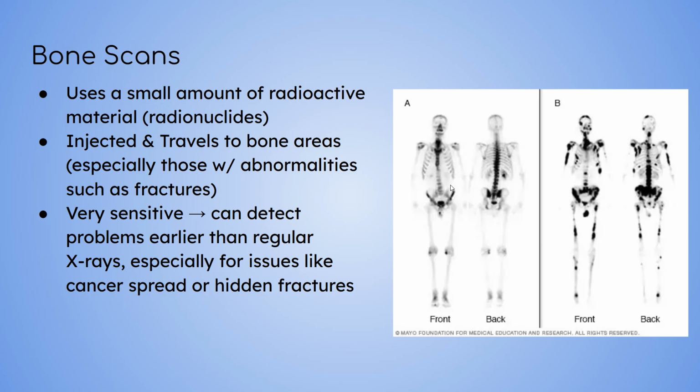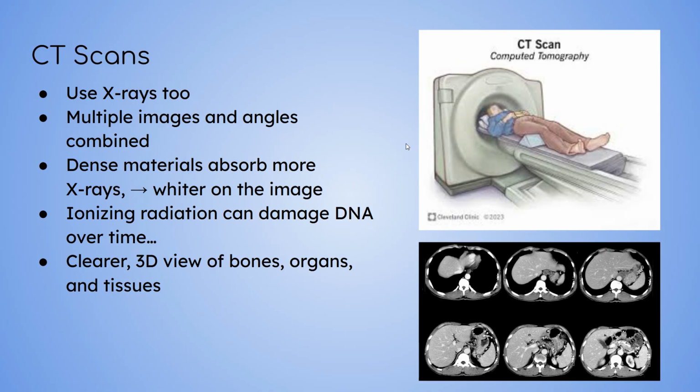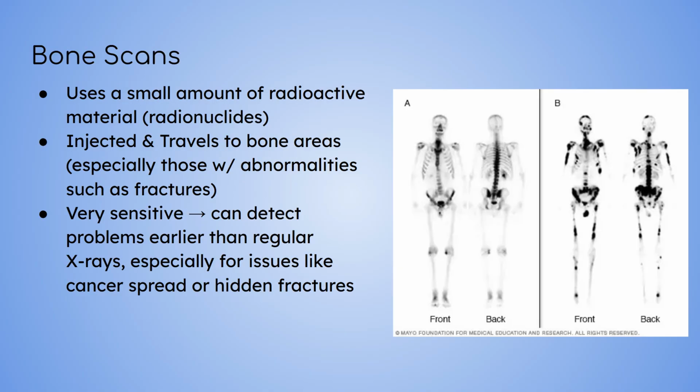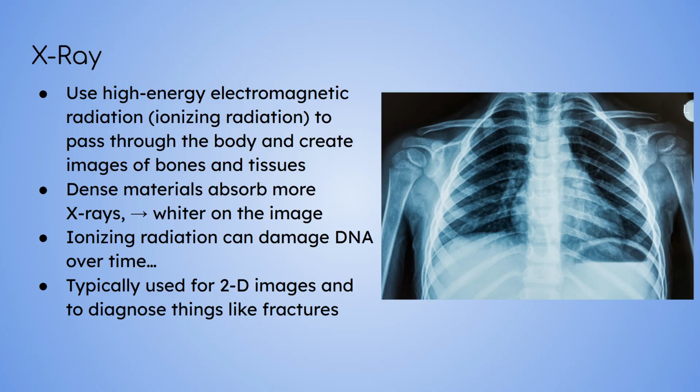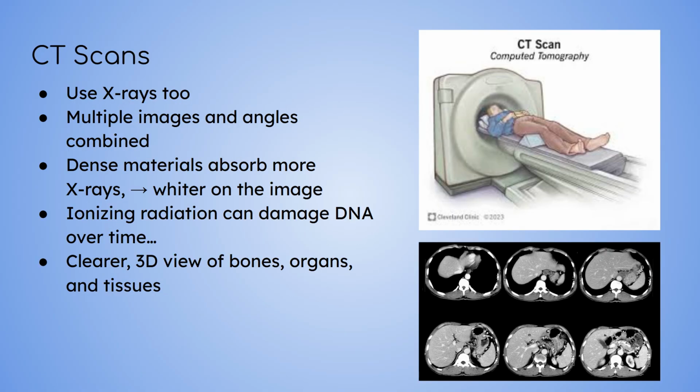Now, as you can see on these scans on the right, the bones are black, right? And if you go to the X-ray and the CT, they're white. I know that when I first learned about these for class, that was a question the teacher asked. So just keep that in mind: bone scans show the bones as black, and CT and X-ray show them as white.